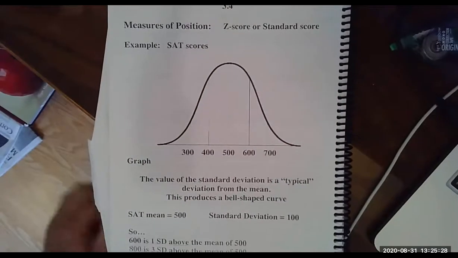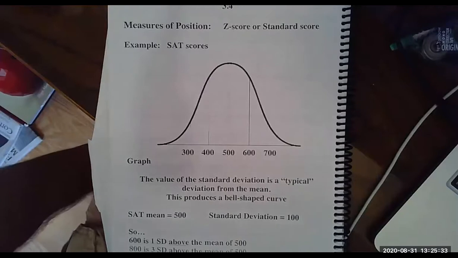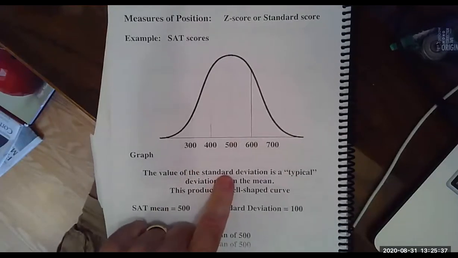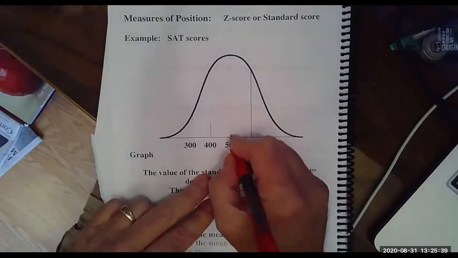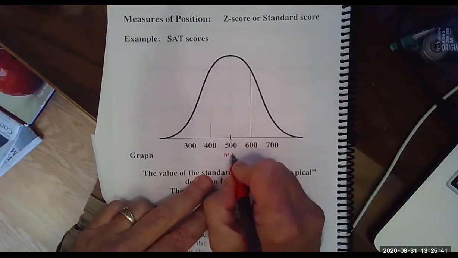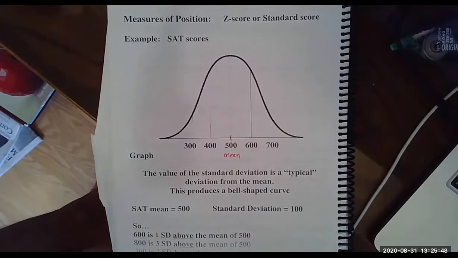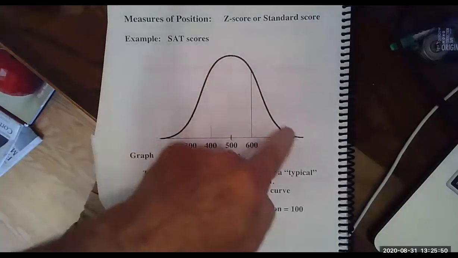Okay, that's percentile. Now, z-scores is another way of measuring position. Z-score. So we're back to this bell-shaped curve. The number right here in the middle is called the mean. And don't forget, it's also the median and it's also the mode because it's called symmetric.